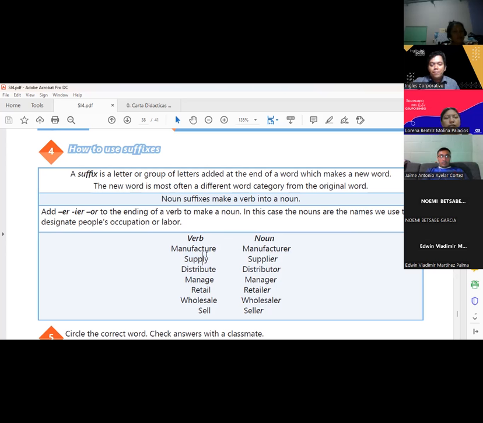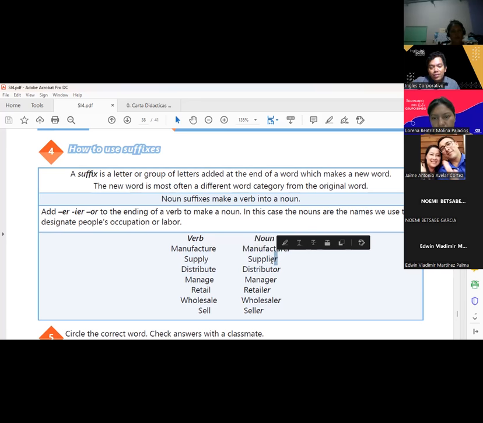In situations like this, if you see the verb finishes in y, but before y you got a consonant, the consonant is the letter l, right? So in situations like that, guys, what you do is eliminate y and add er. In this case, ier. And now from supply, you got supplier. And what is a supplier? Now, supplier is the person, is proveedor, right?